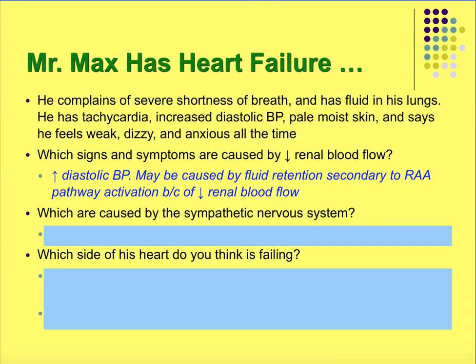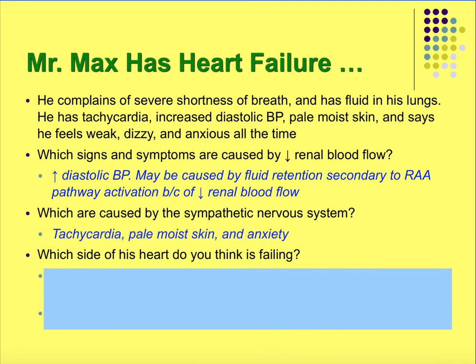Okay, so which are caused by the sympathetic nervous system? He has heart failure. That's an emergency. We're going to turn on the sympathetic, and we know the sympathetic causes things like increased heart rate, pale, moist skin as we vasoconstrict blood vessels, and anxiety, that feeling of doom.